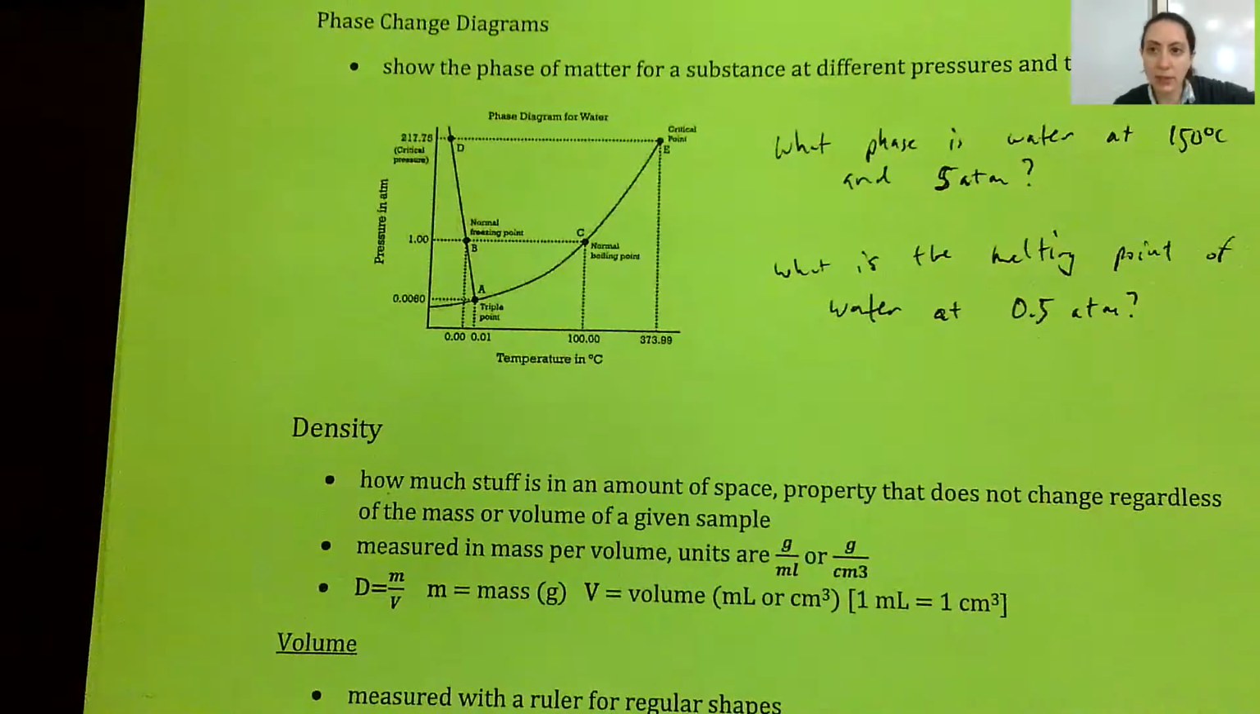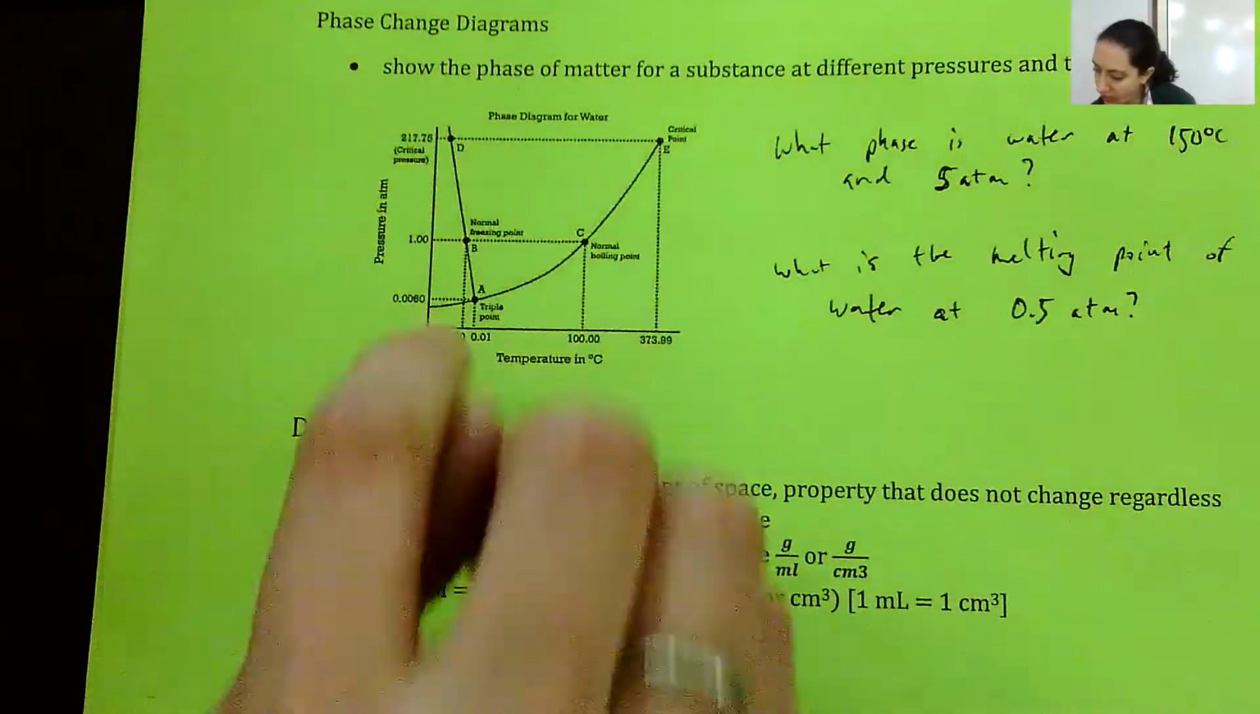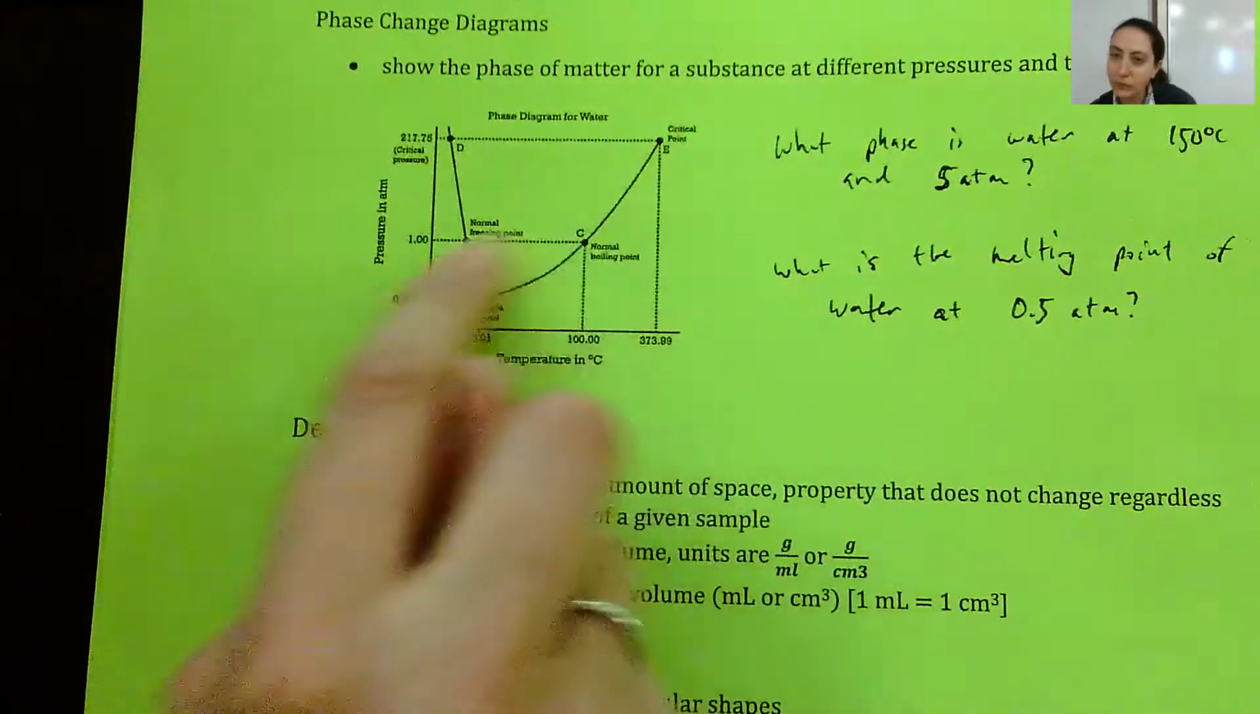Let me grab some colors that might help us here. Let's do blue for solid, and maybe we'll do red for gas, and we'll do purple for liquids because they're kind of in between. Okay, so here's the general rule. We have these three different lines on this graph.